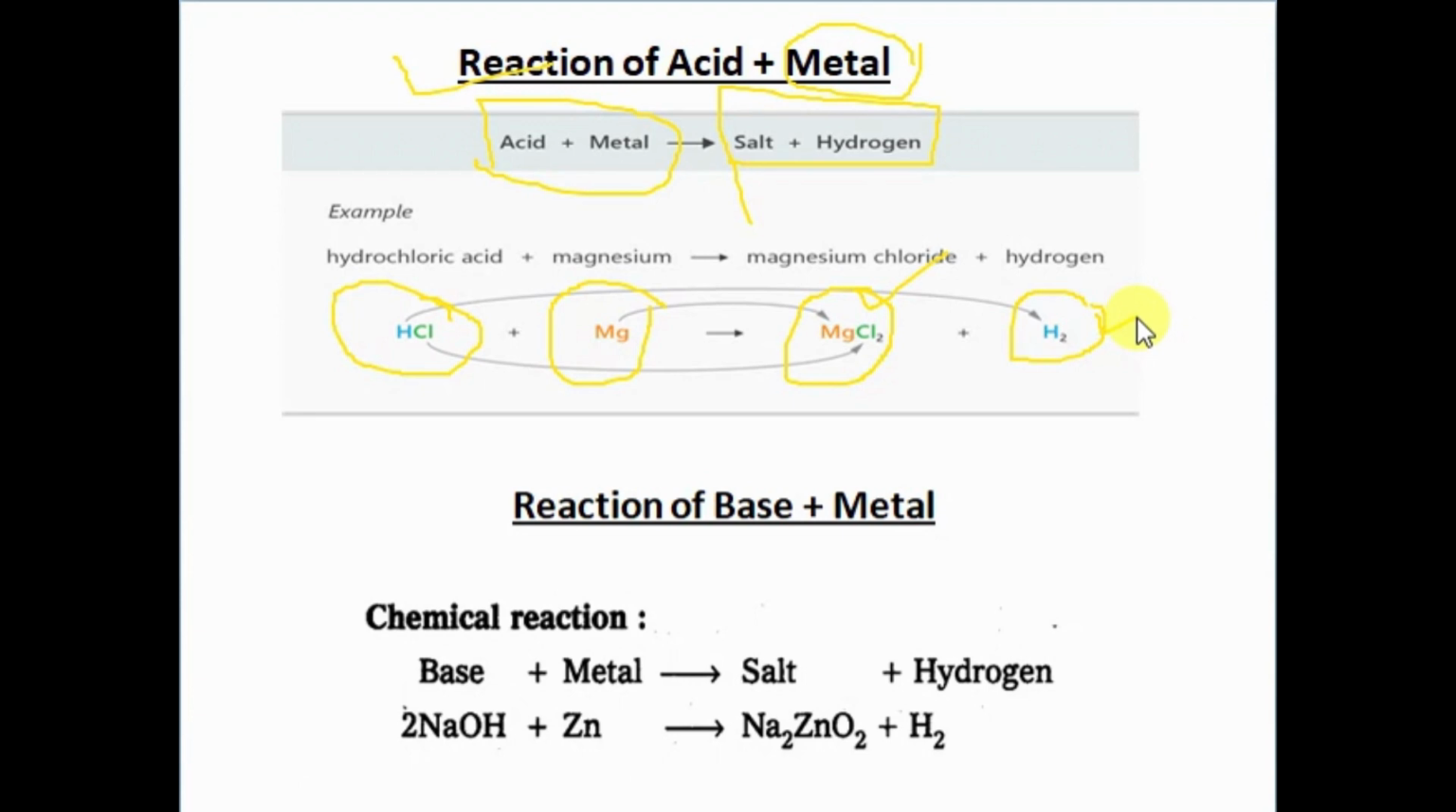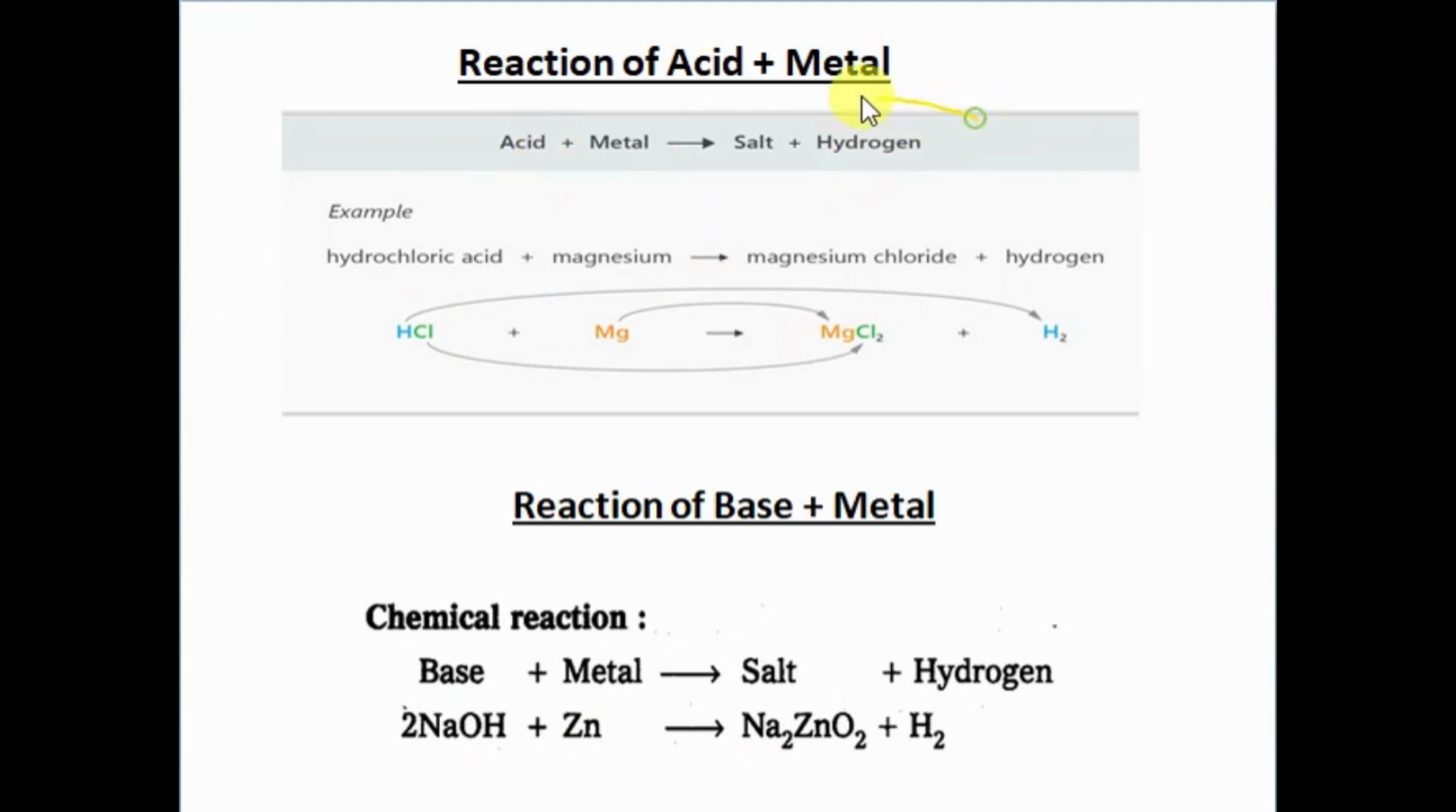And the reaction with base is somewhat similar. When a base reacts with metal, it also gives salt and hydrogen. I have taken the example of NaOH, which is a strong base. When it reacts with metal, that is zinc, it gives Na2ZnO2 plus hydrogen. So hydrogen gas is released in both reactions, when acid reacts with metal and when base reacts with metal. Both these reactions give salt and hydrogen.